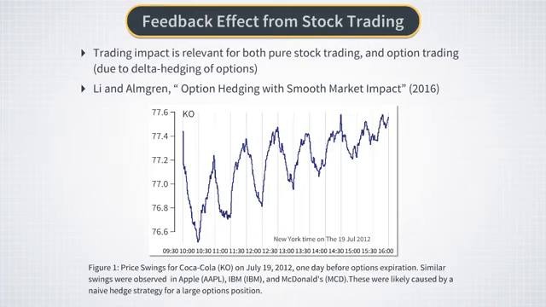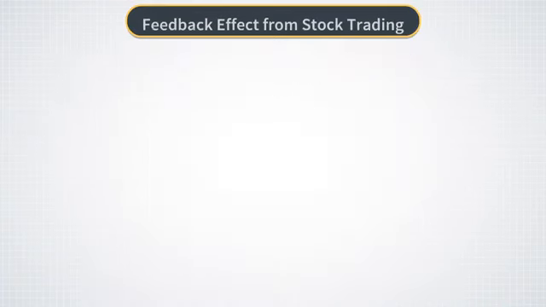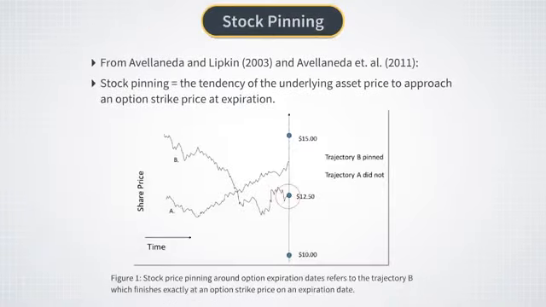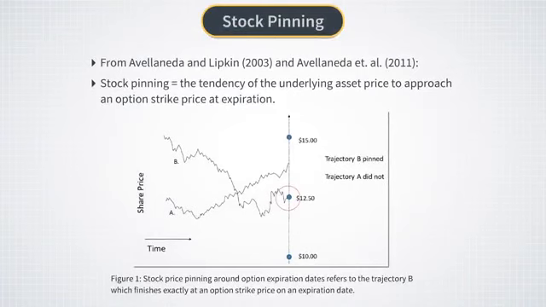A closely related effect is the so-called stock pinning. Pinning at a strike refers to the likelihood that the price of a stock coincides with the strike price of an option written on the stock immediately before the expiration date of the option. A graph that you see on this slide is taken from a paper by Avellaneda, Kassian, and Lipkin from 2013 that extends a model proposed by Avellaneda and Lipkin in 2003.